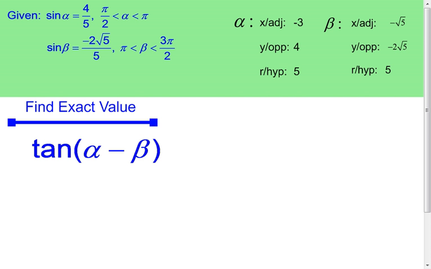Okay, same problem, part B here. Same information, the part in the green, nothing has changed on the part of the green, not one thing. So we're still working with the same two alphas and betas. All that information is the same. Okay, so moving on, now I'm needing you to find tangent at alpha minus beta.